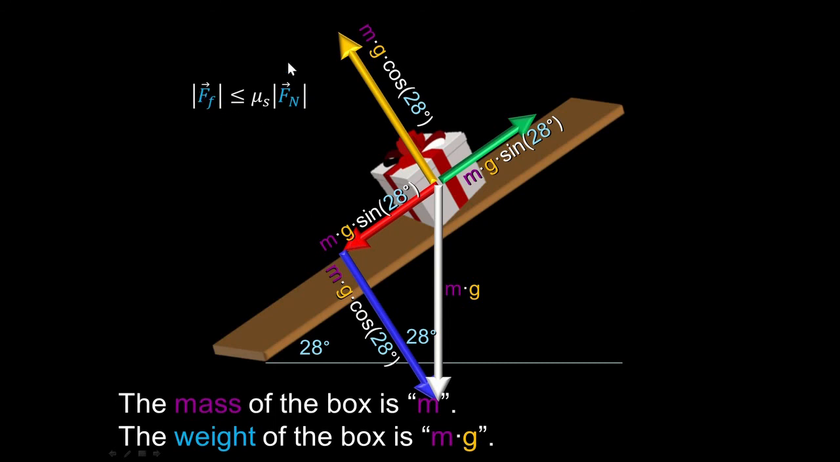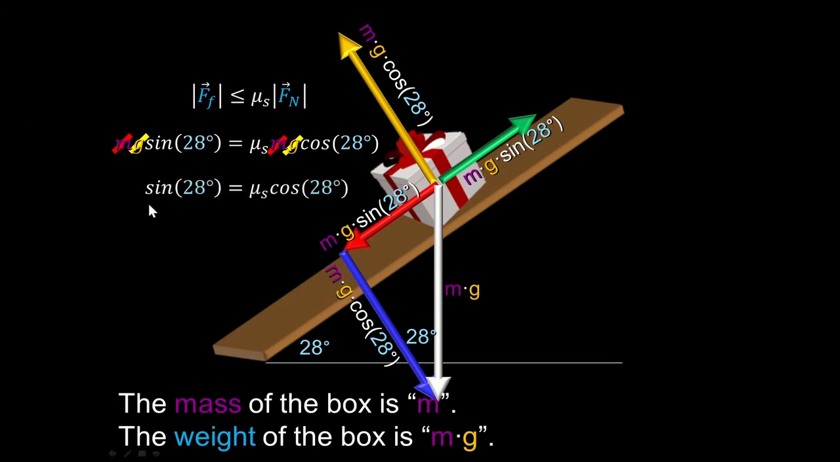Okay, so we can calculate the coefficient of static friction by taking the frictional force divided by the normal force, and that's those two numbers. Notice that mass cancels out and gravity cancels out. And I want to solve for this. I've got to divide both sides by the cosine of 28. And this is a trig identity we've used a couple times now, but the sine of 28 divided by the cosine of 28 is the same thing as the tangent of 28. So if I just take the tangent of 28 degrees, that's going to give me the coefficient of friction.